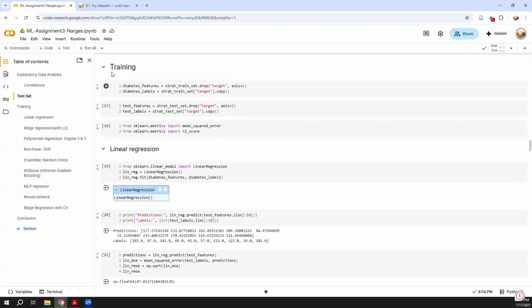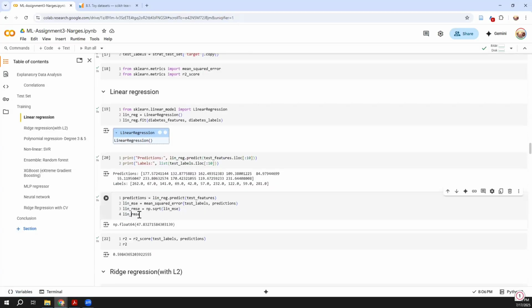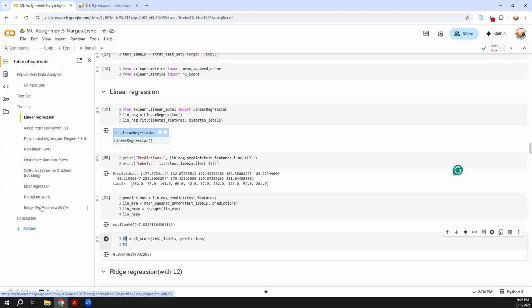Okay, so finally getting to the training section. We started with training 5 initial algorithms, including linear regression, ridge regression with L2, polynomial regression, 2 different degrees, and nonlinear regression, in this case, SVR, and an ensemble model, in this case, random forest. And for our accuracy, we decided to consider root mean square error and R-square. We also applied a few other algorithms, which I'd like to add before we move on to the conclusion section and look at the comparison of accuracy between different algorithms.